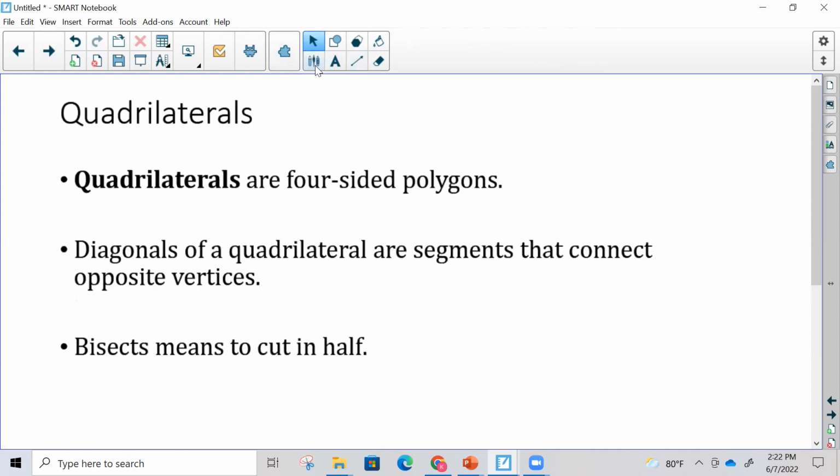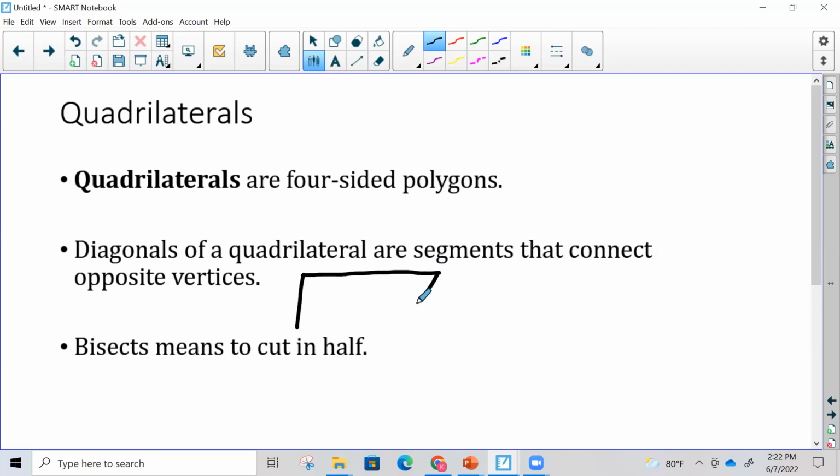So we talked about this when we did polygons. Quadrilaterals are four-sided polygons. And there's two features I want to talk about before we get into the types of quadrilaterals. So one thing is quadrilaterals have diagonals. In a quadrilateral, any four-sided figure, a diagonal is a segment that connects opposite vertices. So every quadrilateral has two, and it's just a line in the quadrilateral that connects the opposite vertices, the ones that are across from each other.